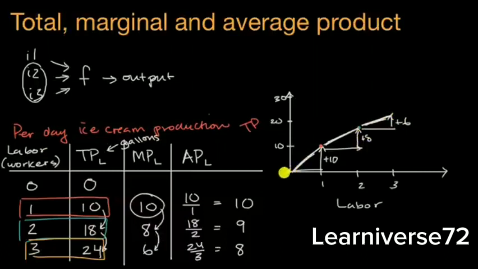So in general, if you see total product as a function of labor, or total output as a function of labor, and the curve is getting less and less and less steep, well, that tells you that your marginal product is going lower and lower, and you're getting diminishing marginal returns.